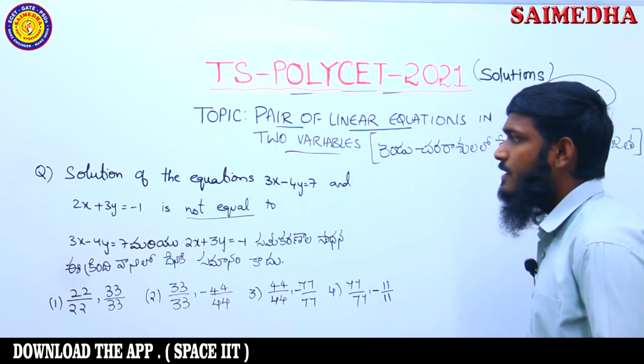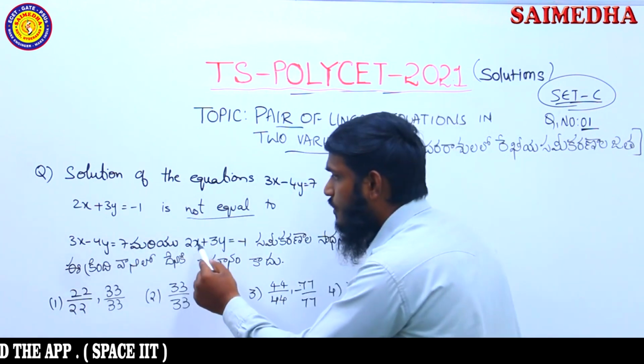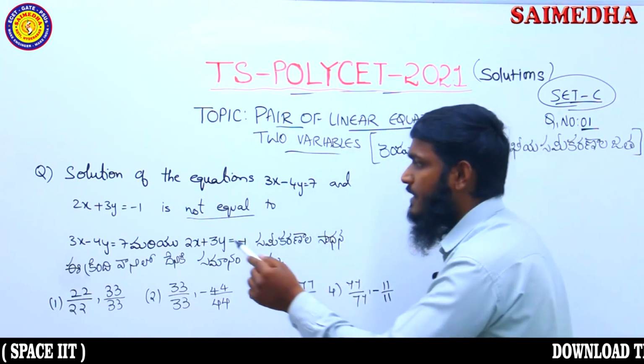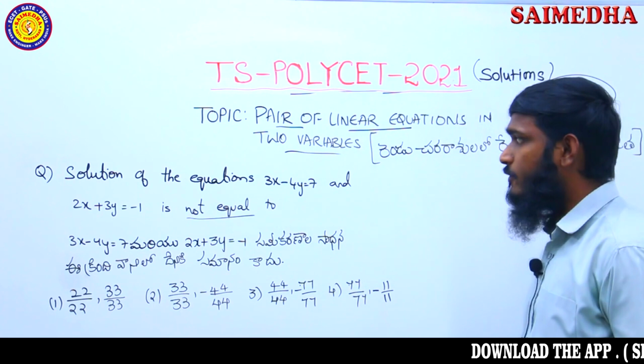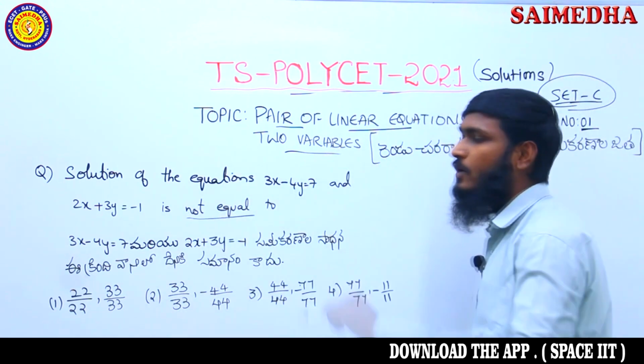So what is the question? 3x minus 4y is equals to 7 and 2x plus 3y is equals to minus 1. What we have to find? We have to find the solution of the equations which is not equal to.